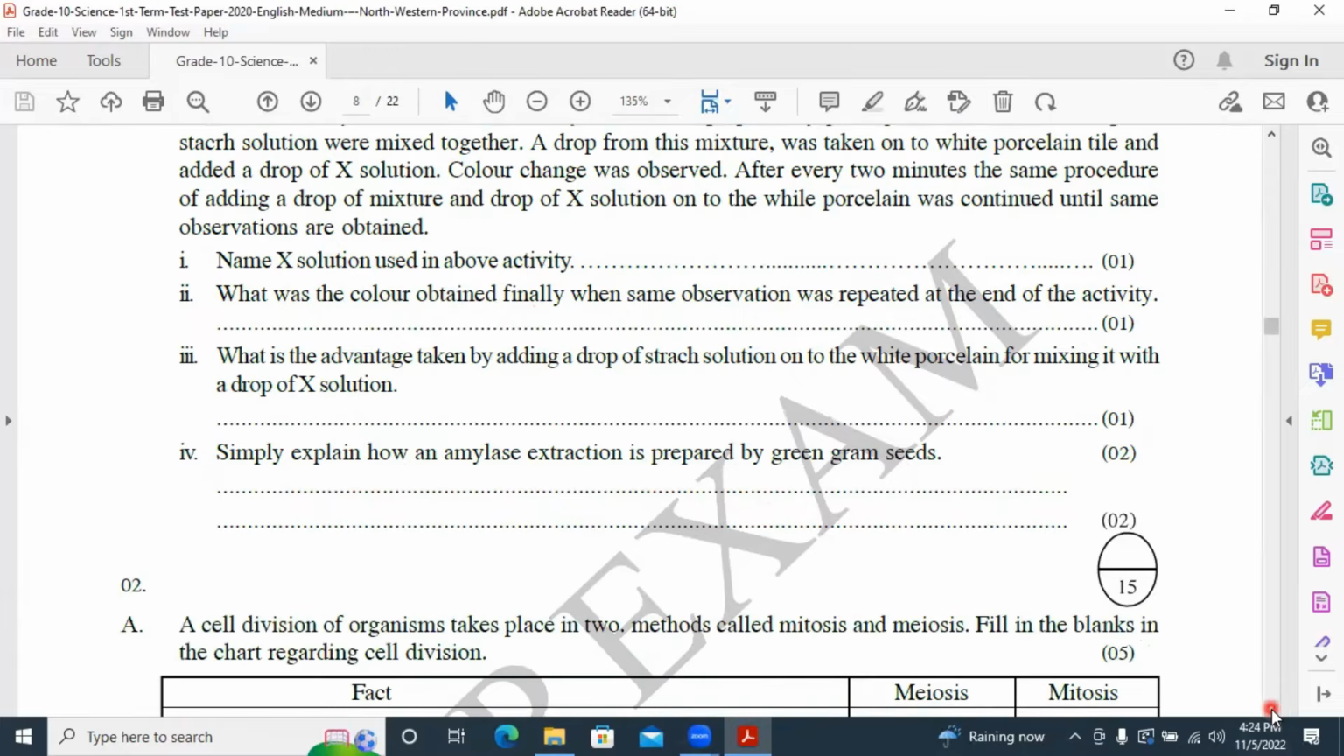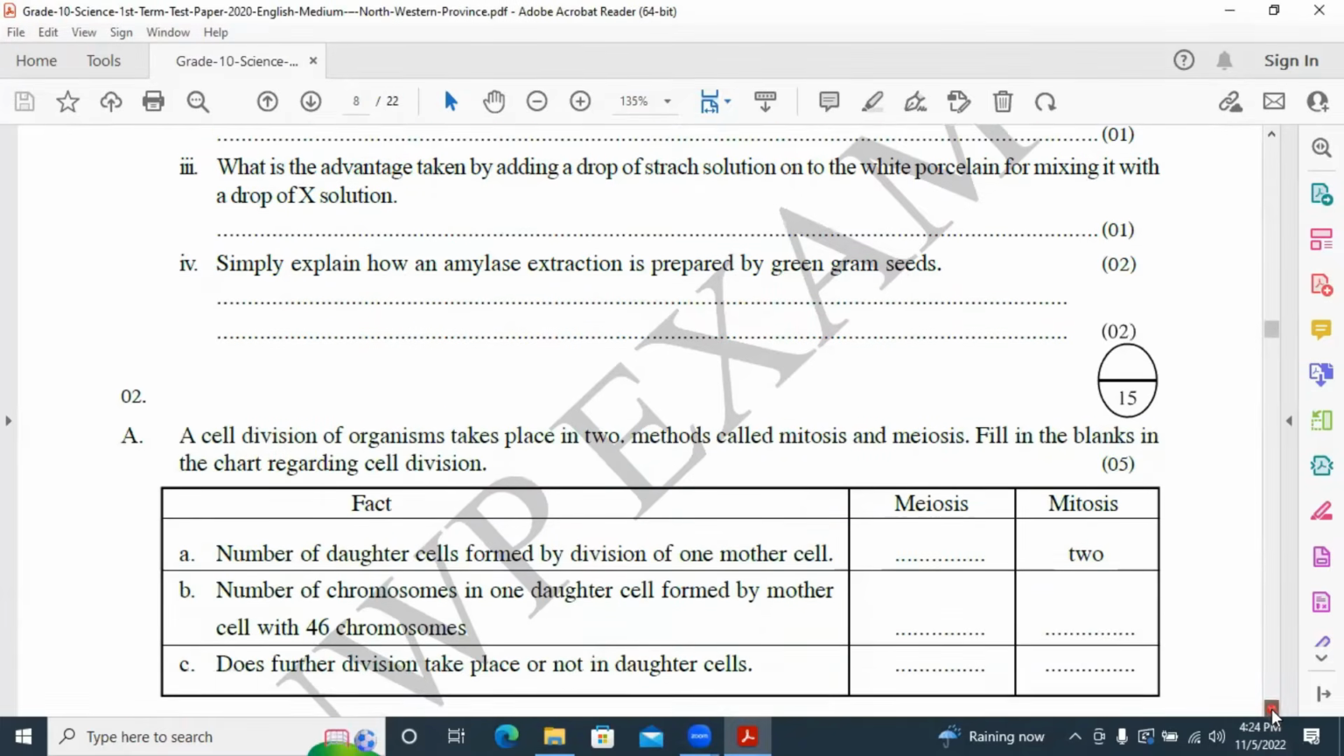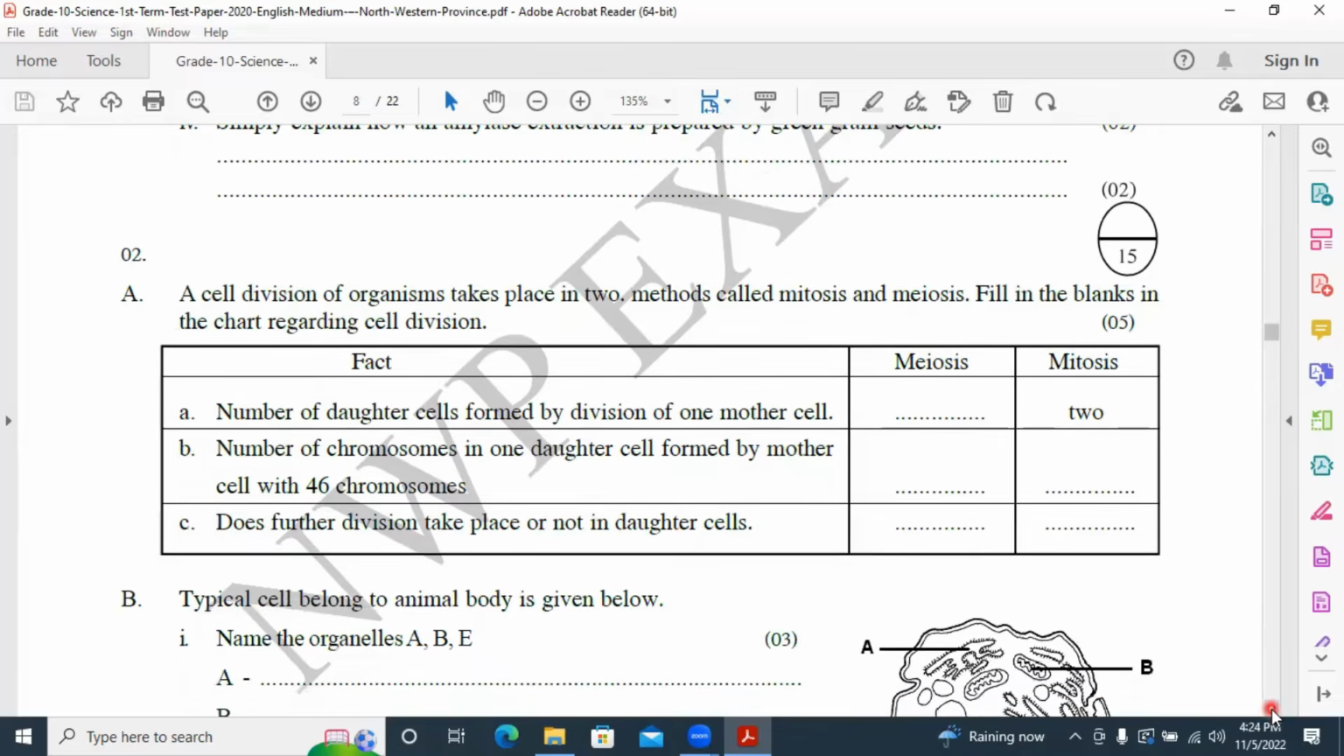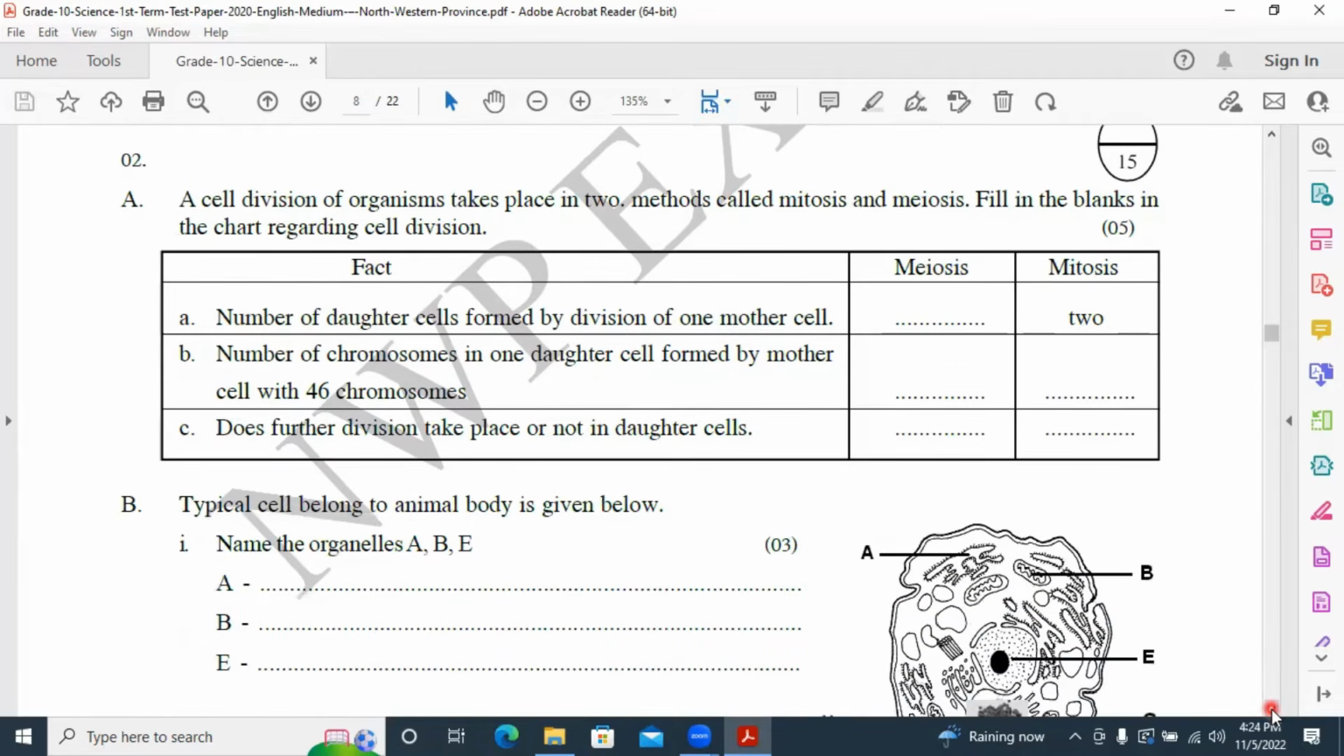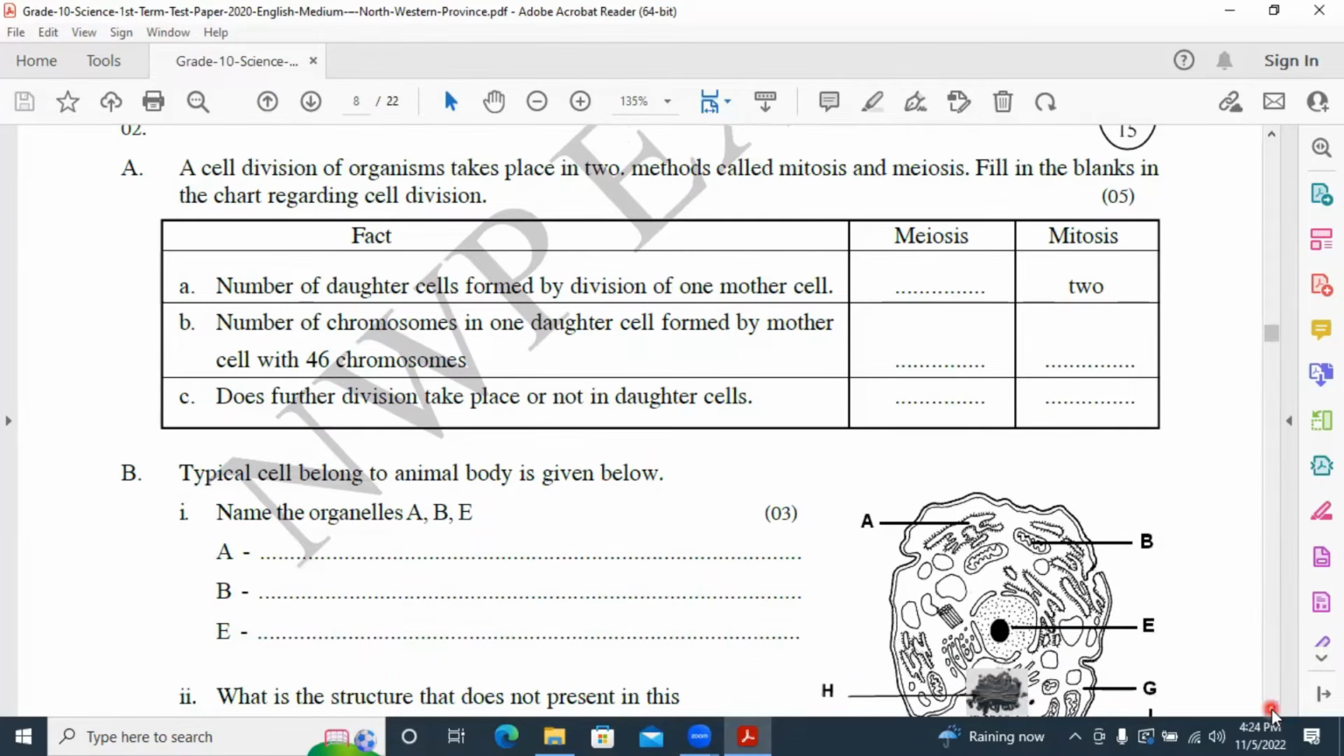Second question. Cell division of organisms takes place in two methods called mitosis and meiosis. Fill in the blanks in the chart regarding cell division. Number of daughter cells formed by division of one mother cell. In meiosis, the number is 4. 4 daughter cells are formed.